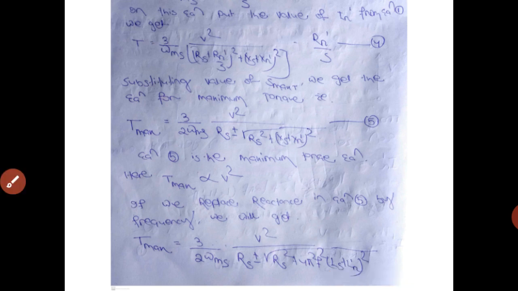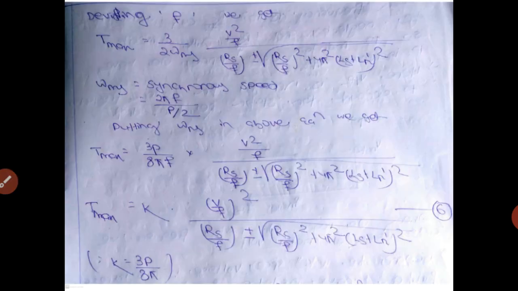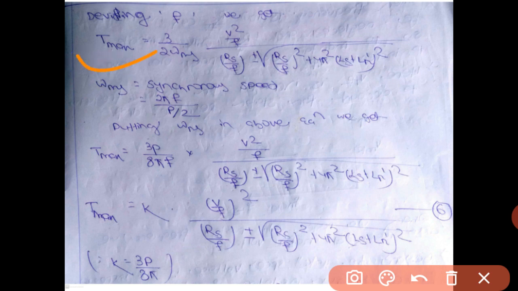If we replace the reactance in equation 5 by the frequency, we will get T max equal to 3 by 2ωms V² divided by Rs plus or minus the square root of Rs² + 4π²f²(Ls + Lr')². Now if we divide by f from the previous equation, we will get the equation as this. Here we get ωms. ωms is the synchronous speed. It is a function of the frequency. Its value is equal to 2πf divided by p by 2.